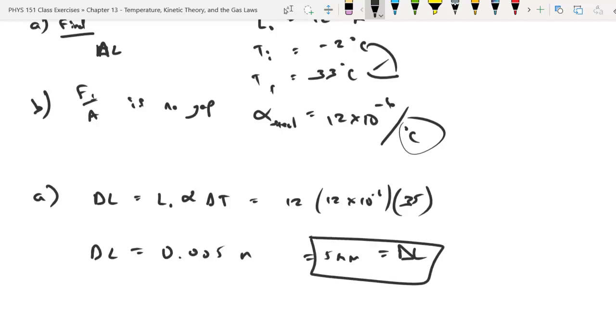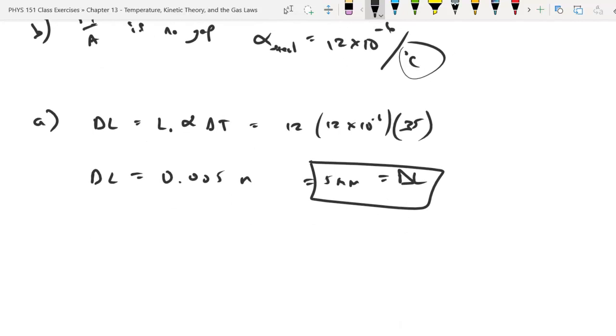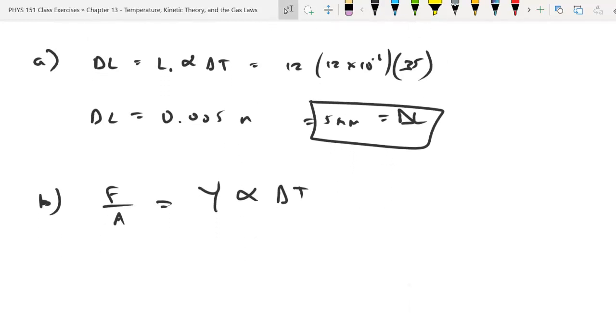Okay. If we don't leave a gap, then we want to find out how much stress is going to be on these, and is it going to make the rails buckle and potentially cause a wreck? So for part B, we want to find the stress, the force over the area, which we said was Young's modulus times the coefficient of linear expansion times the change in temperature. Not change in length, but change in temperature. Okay, so we know alpha already. We need Young's modulus, so we can look this up way back from chapter 5.